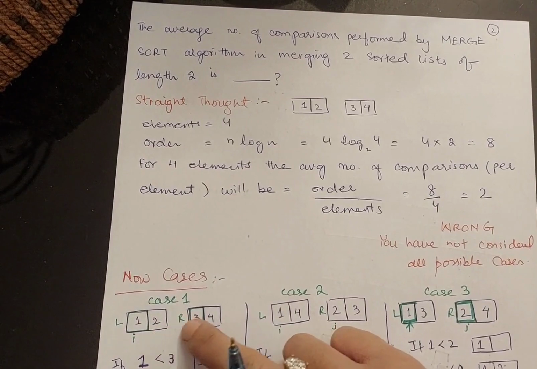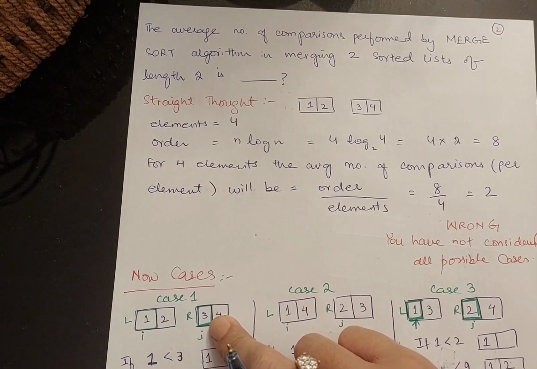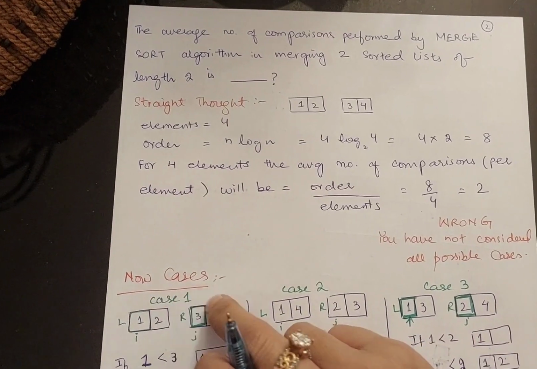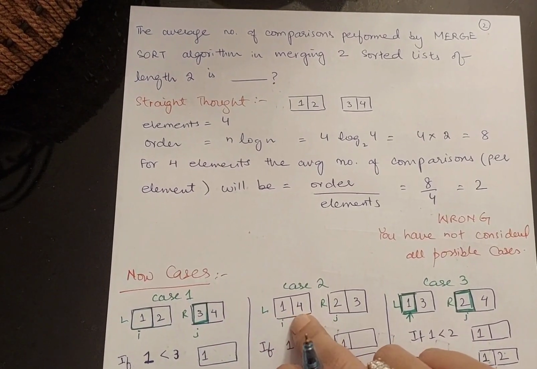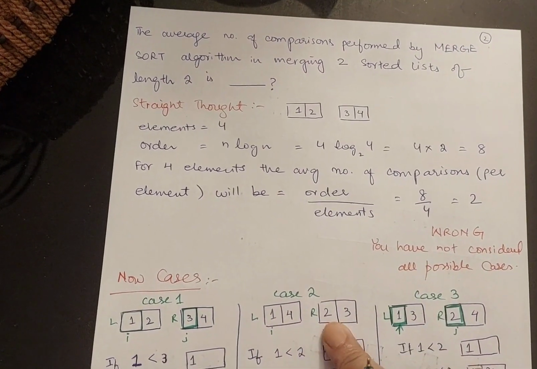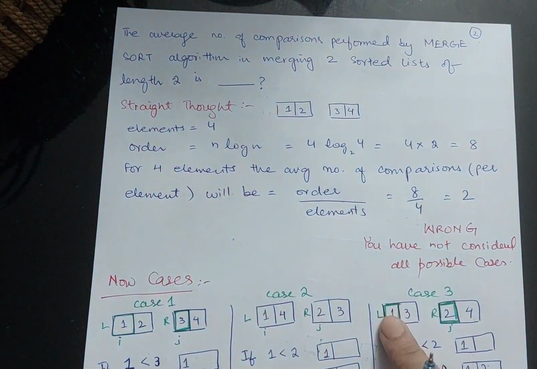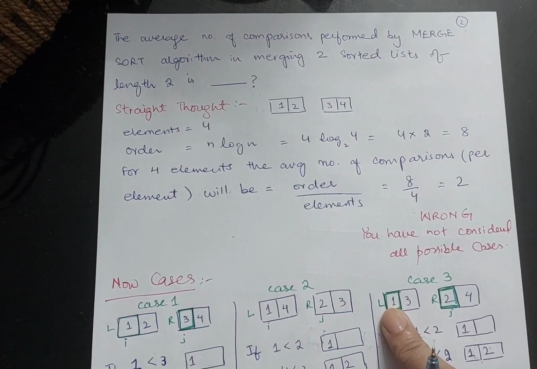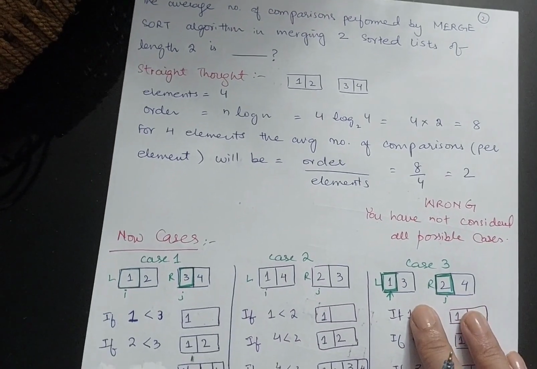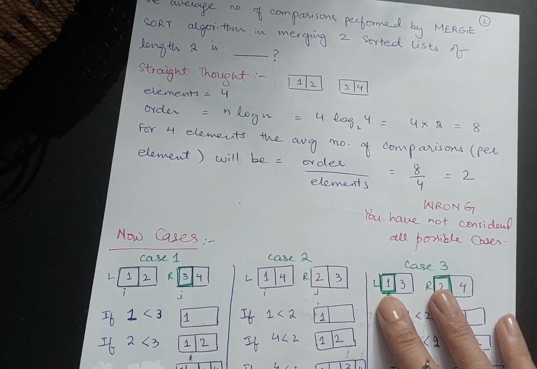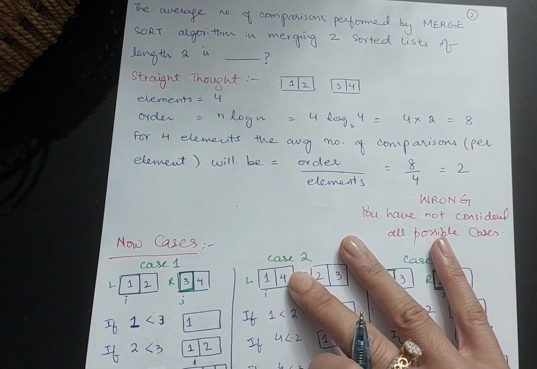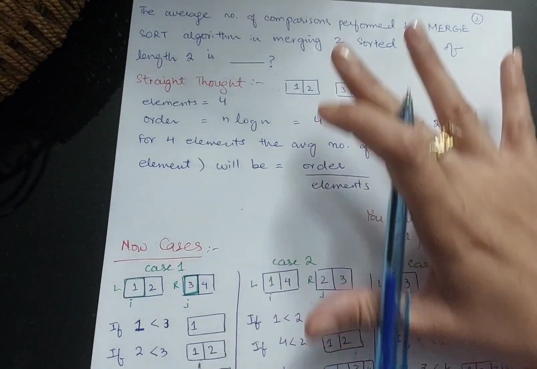So you can see that 1 2 3 4 is one case of two sorted lists, and if you keep these same elements and make it 1 4 2 3, again you can see that these are also sorted, but different. And similarly there can be another combination, 1 3 and 2 4. So these three are the possible cases in which you can make sorted lists of two elements with these same elements.